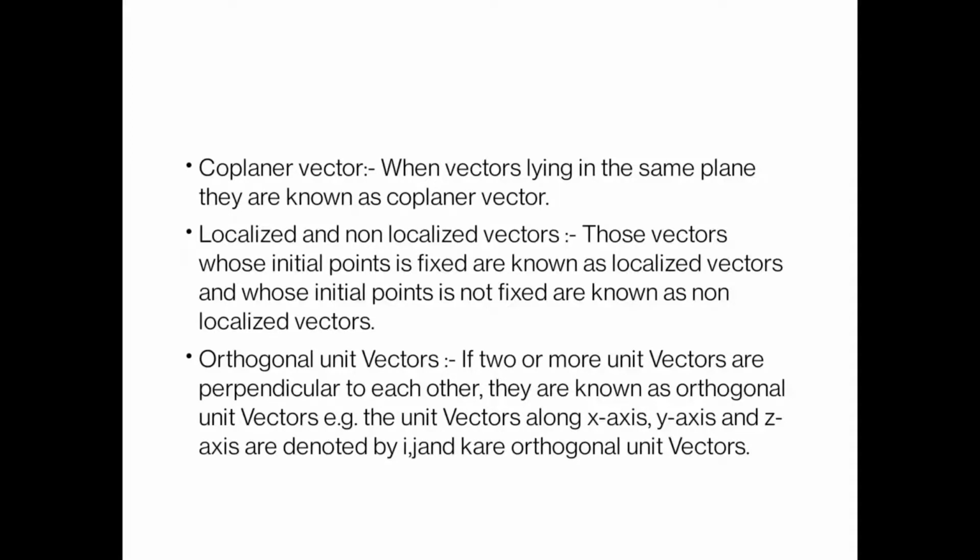Next one is orthogonal unit vectors. Orthogonal means perpendicular. So two or more unit vectors which are perpendicular to each other are known as orthogonal unit vectors. That is, the unit vectors along the x-axis, y-axis and z-axis, denoted by i, j, k, are orthogonal unit vectors.